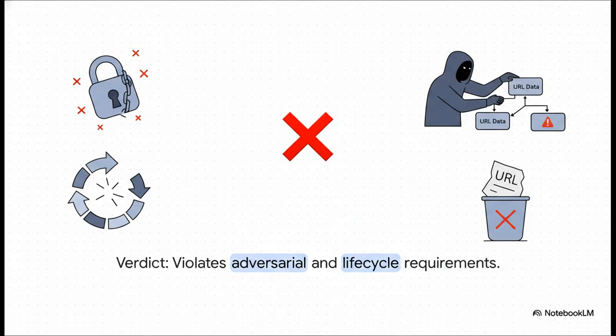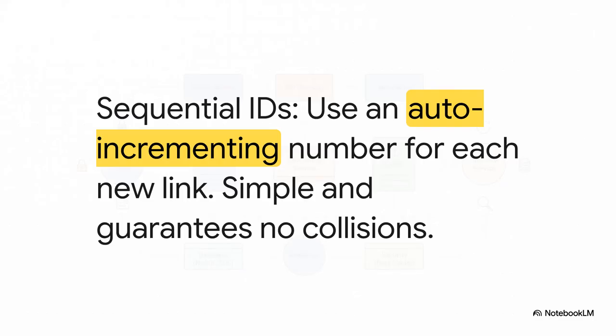So our verdict here is clear. Deterministic hashing completely fails our most important requirements. It's not safe against adversaries, and it doesn't let us manage the URL lifecycle. It is a non-starter. Okay, so what about the classic database approach?